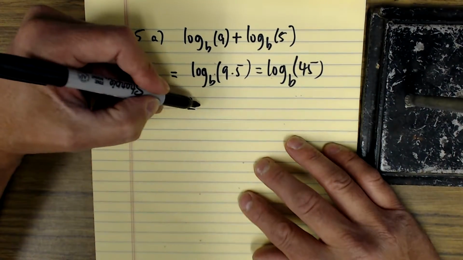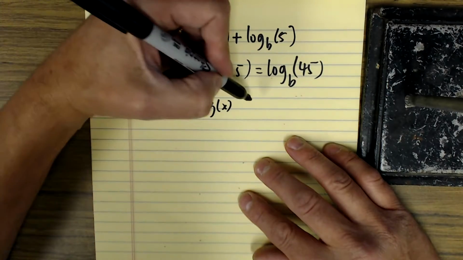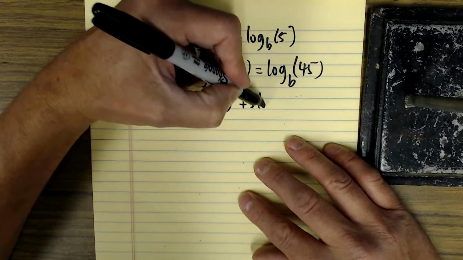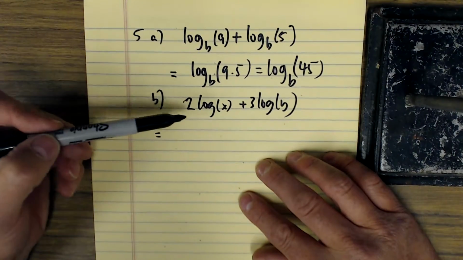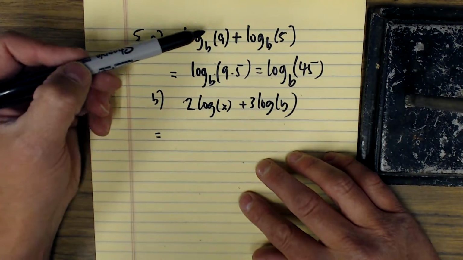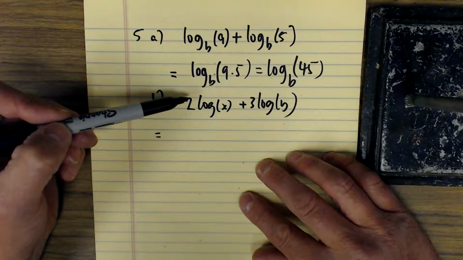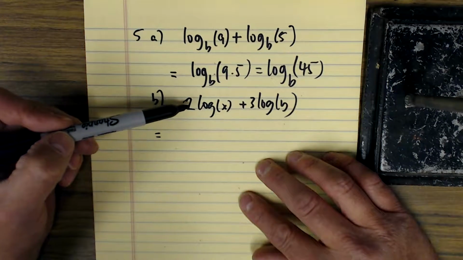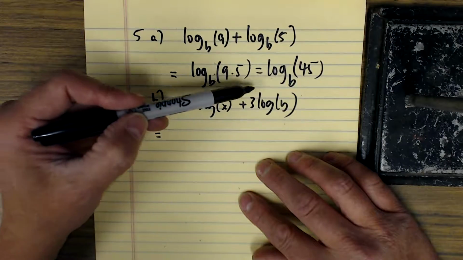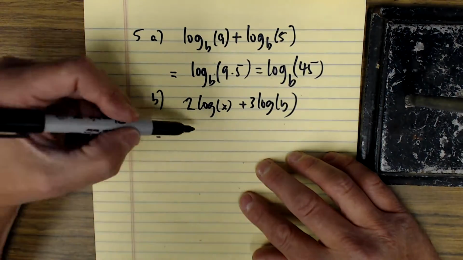So 2 log x plus 3 log y. And again, it asks us to do it as a single logarithm. Now we can't use the product property until we have ones in front of the logarithms. And right now we have a 2 and a 3. But there's a property of a logarithm, the power property, that allows you to move the power up and down. So we're going to do that first.